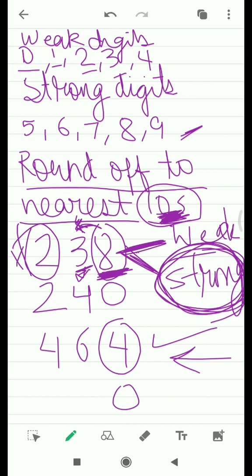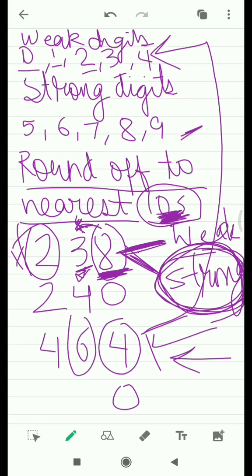Now look at this 4. Whether it's a weak digit or strong digit, this 4 is a weak digit. So it doesn't have the power to push this 6 to 7. इसमें इतनी पावर नहीं है क्योंकि एक वीक डिजिट है, तो इसमें पावर नहीं है कि ये 6 को 7 बना दे. तो ये 6 का 6 ही रहेगा और ये 4 का 4 तो वैसे ही रहेगा. Clear?